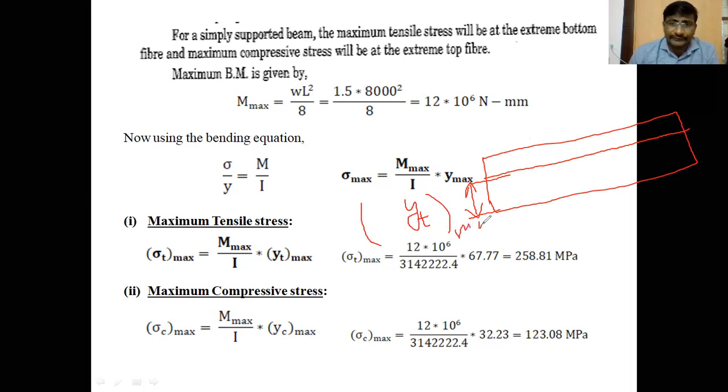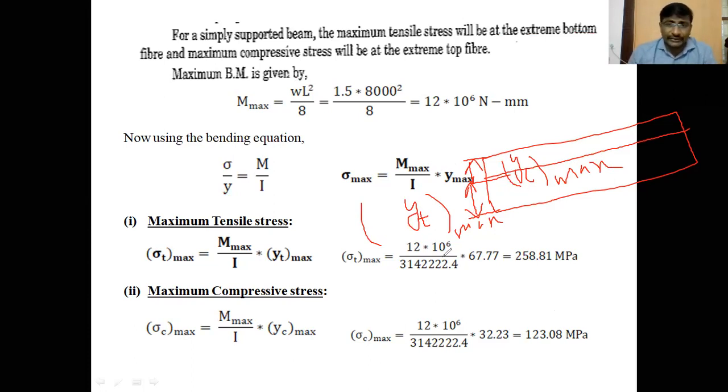We can take it as yt maximum, and the distance of the topmost layer from the neutral layer is taken as yc maximum, because it is a compressive stress layer, which is also at maximum distance to the uppermost layer. So yc maximum and yt maximum, both are there in this case.